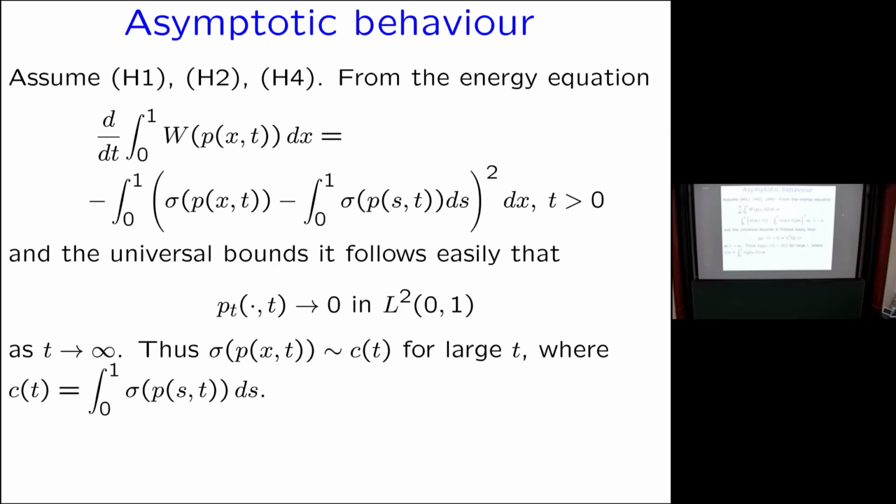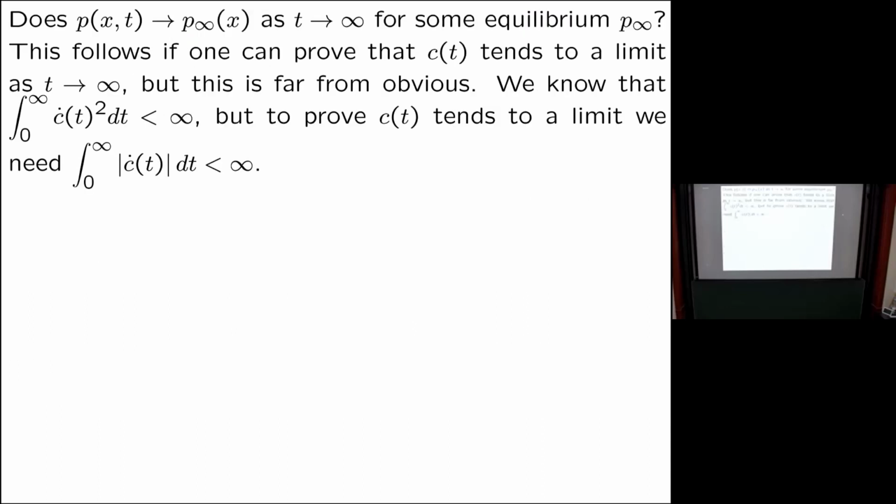So this is C of T. Imagine you take the time derivative of that, you get sigma prime, which by the universal bounds is finite, times P dot. And we know that P dot squared is integrable. So we know that the integral of C dot squared is finite. But to prove that C of T tends to the limit, you'd need that the L1 norm of C dot was finite. And so you don't have that, it seems.